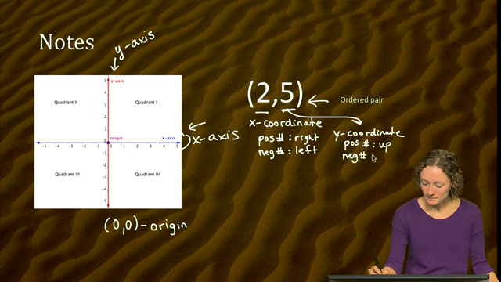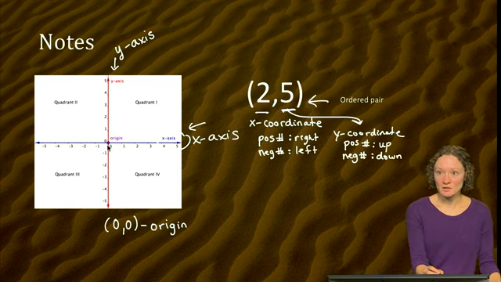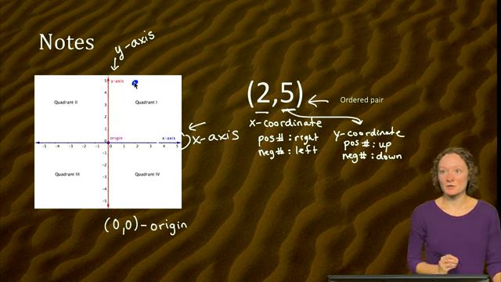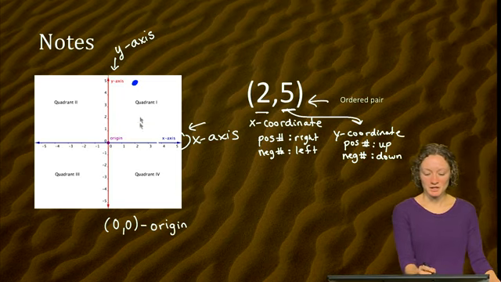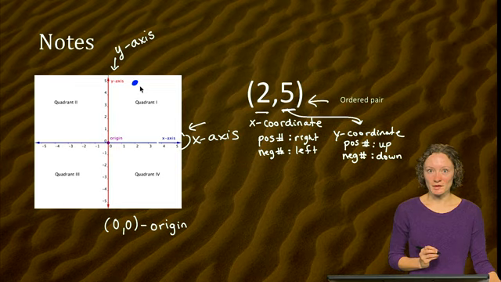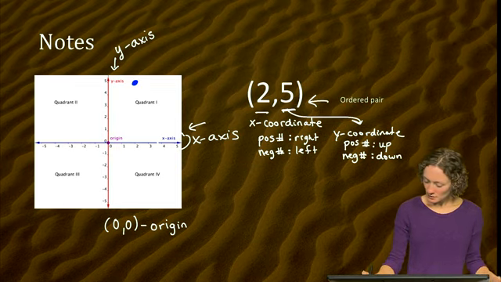So for example, this ordered pair, 2, 5. We start at the origin, we go 2 units in the positive direction to the right, and then 5 units up, 1, 2, 3, 4, 5, and we plot our ordered pair 2, 5. So this is how you plot an ordered pair. Okay. All right, let's look at a couple examples.